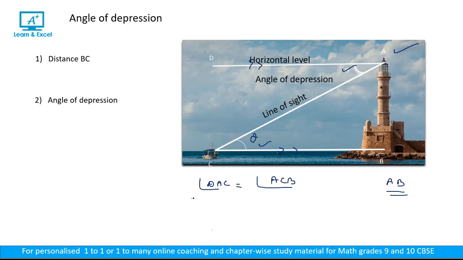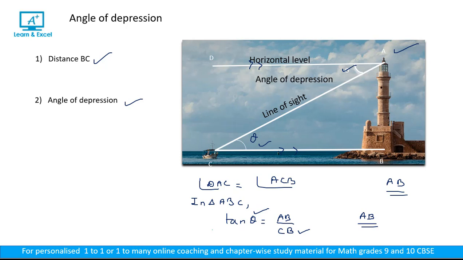So now if we take the triangle ABC and if we use tan theta, then we will have tan theta equal to opposite side, which is AB, upon adjacent side, which is CB or BC. Since this CB or BC is already given to us and the angle of depression theta is given to us, we can use this tan theta formula and find the length of AB, which is the lighthouse. We can also use cot theta. Either tan theta or cot theta can be used.